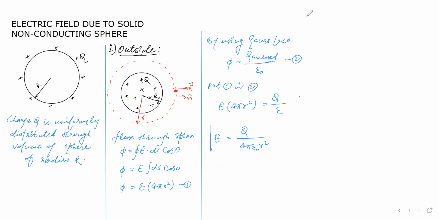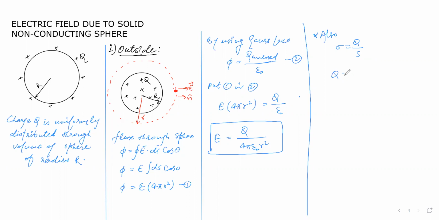We have also sigma is equal to Q over A, or S, you can say. This is your solid sphere, so its volume will be, sorry, its volume will be 4 by 3 pi r cube. Put this value in this equation number 3. This is your 4.